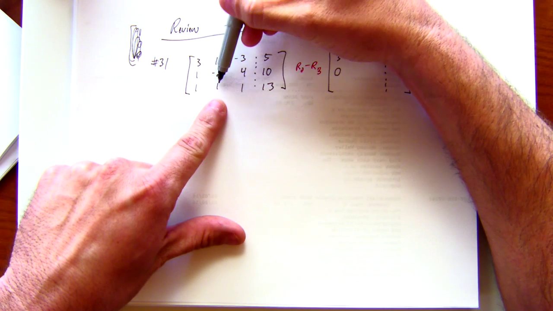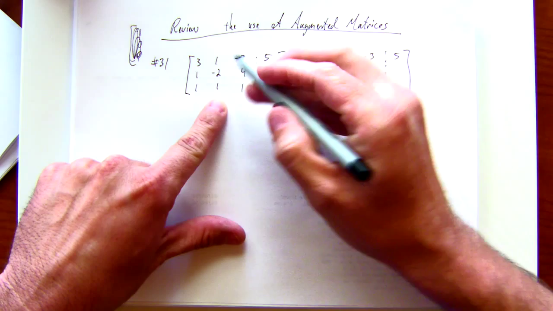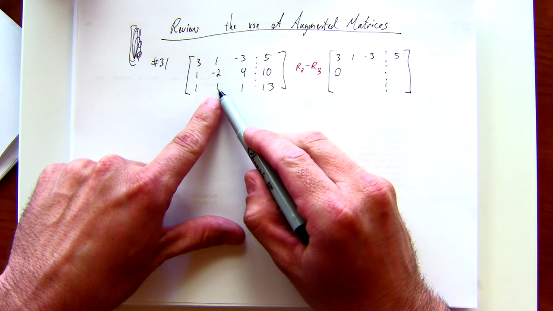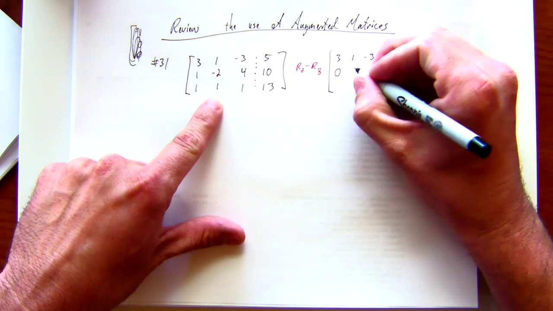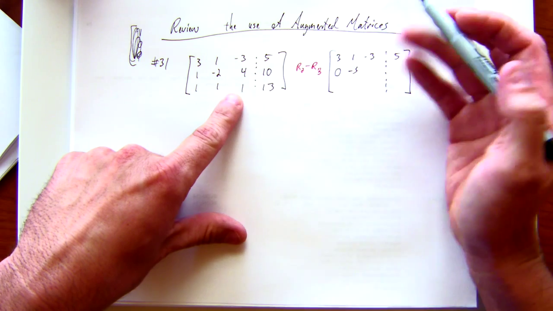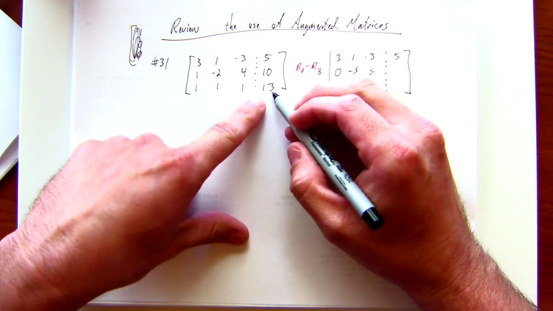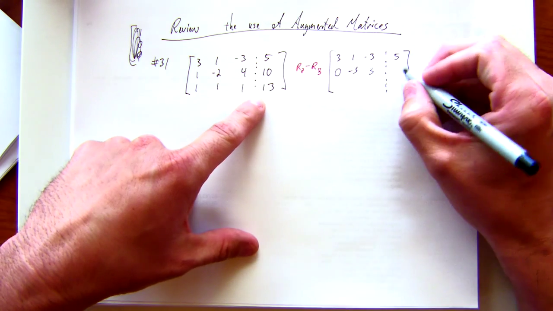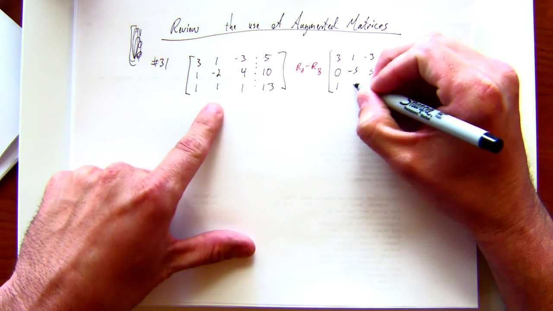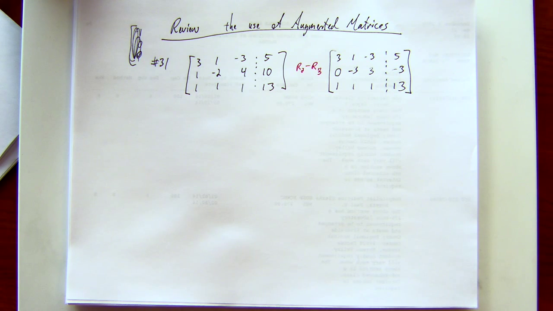Negative 2 minus a 1 is what? So negative 2 minus 1, negative 3. Sorry, I didn't hear you. 4 minus 1, 3. 10 minus 13, negative 3. And then this didn't change at all: 1, 1, 1, 13. Everybody okay with that?